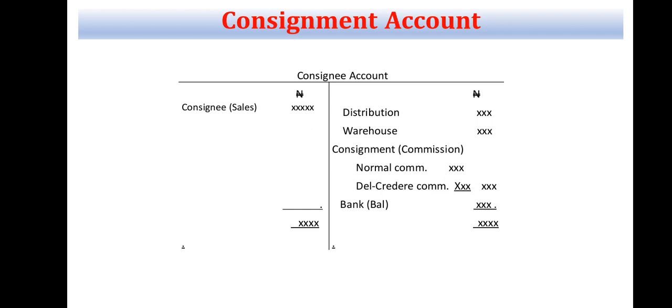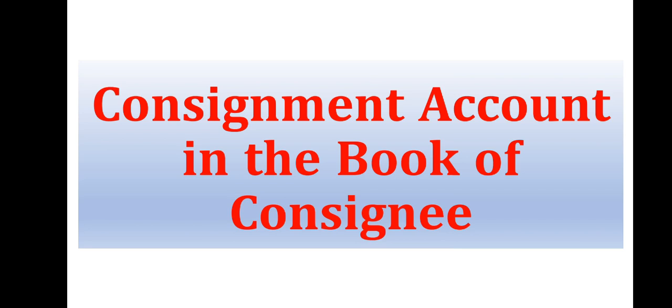That's the reason why we have a credit balance of bank, which means the consignor's bank account will be debited. So that is it about the consignment account in the books of the consignor. Now we are looking at the consignment account in the books of the consignee, that is the agent.